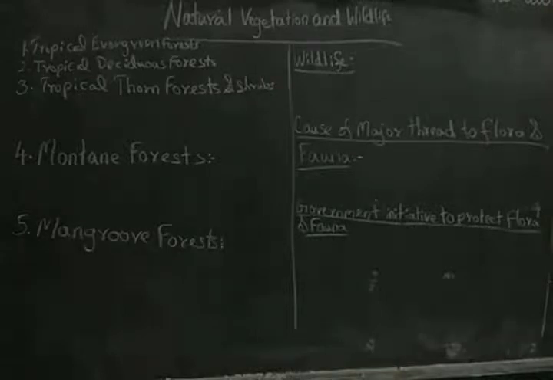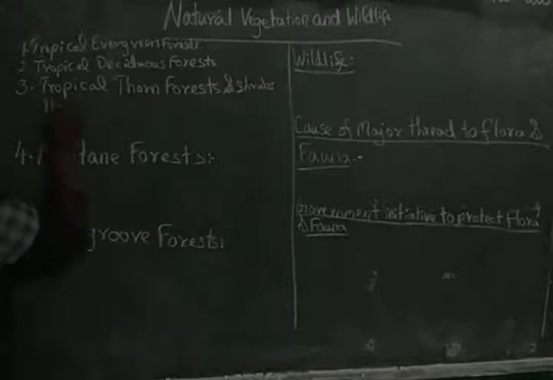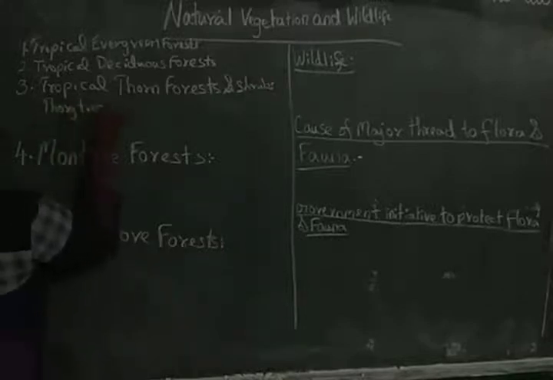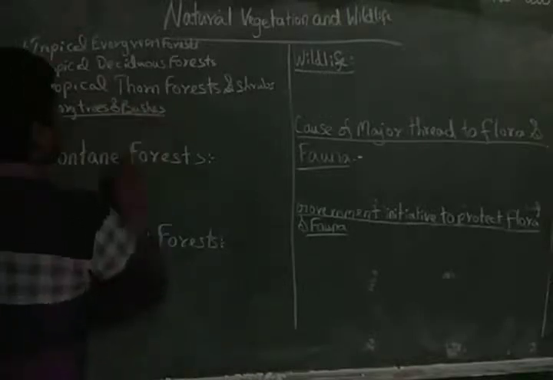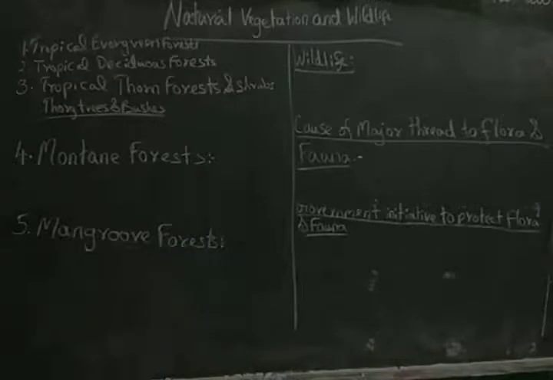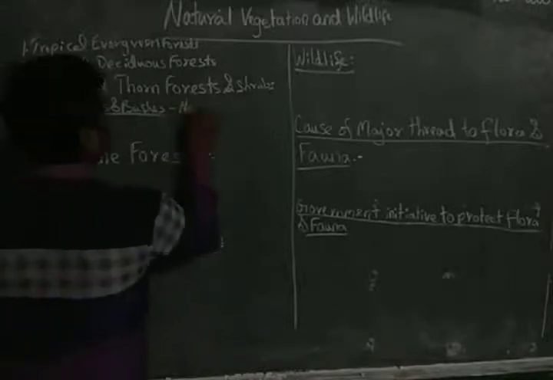This vegetation has thorny trees and bushes. These trees grow in the northwestern part of the country, that is Gujarat, Rajasthan, Madhya Pradesh, Chhattisgarh, Uttar Pradesh and Haryana, the northern part of India.